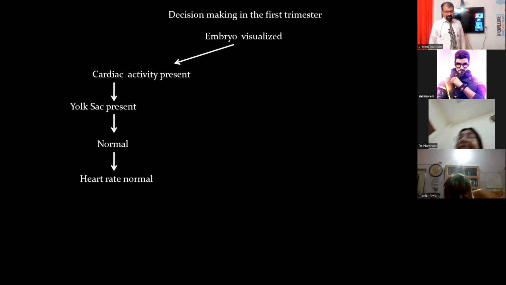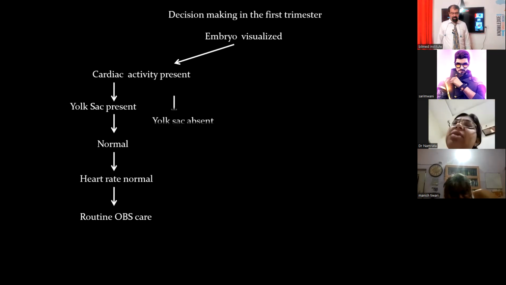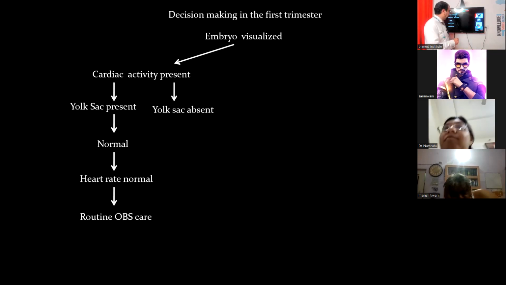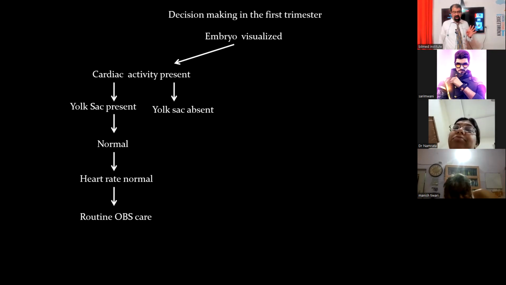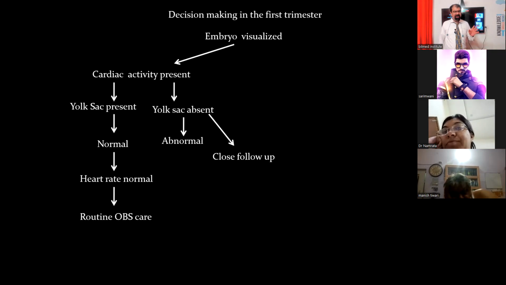pregnancy. Fetal heart rate normal, routine obs. Now, if fetal cardiac activity is present and normal, then you have to see the yolk sac. If the yolk sac is absent or abnormal, what do you have to do? Close follow-up. Yolk sac absent is very much abnormal.